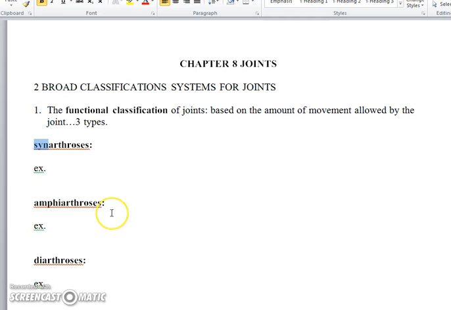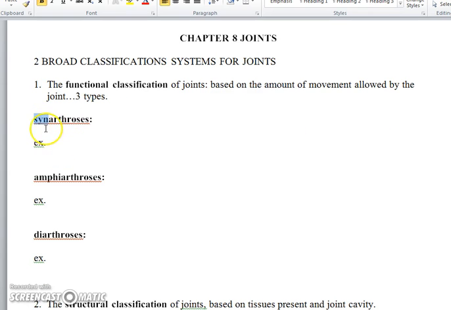Okay, our third test is over Chapter 6, the bone as a tissue, and Chapter 8, which is all about joints. So to start off, we're doing the two broad classifications of joints. It's either based on function, how they work, or down below here you'll see structure, how they're built. For function, we've got three types. It's all based on the amount of movement that's allowed. So there's synarthroses, amphiarthroses, and diarthroses.